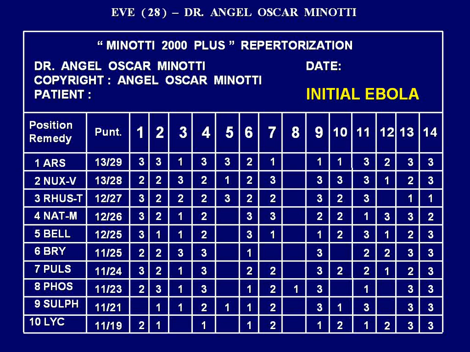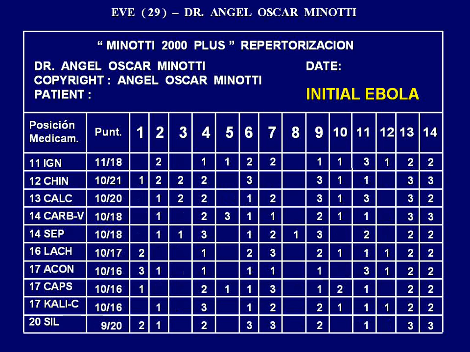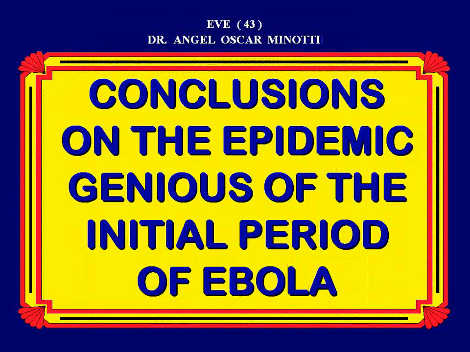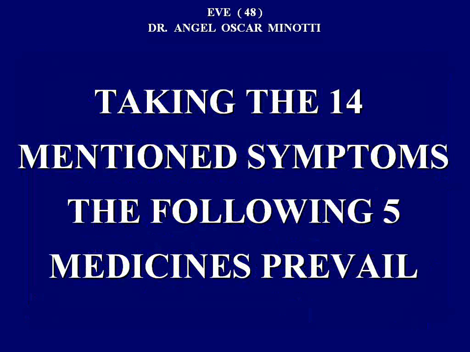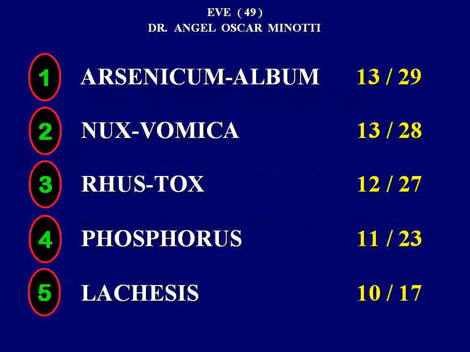First of all, Arsenicum album and Nux vomica, followed by Rhus tox, Natrium muriaticum, Belladonna in second place. In third place, Bryonia, Pulsatilla, Phosphorus, Sulfur, and Lycopodium. Conclusions on the epidemic genius of the initial period of Ebola. Taking the 14 mentioned symptoms, the following 5 medicines prevail: Arsenicum album, Nux vomica, Rhus tox, Phosphorus, and Lachesis.